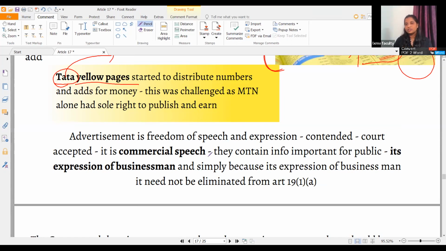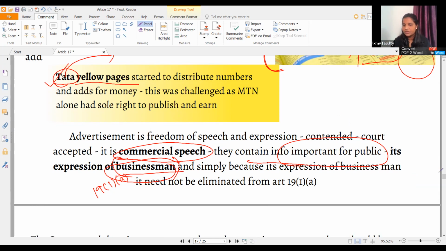What did the court say? The court said this information, what they are giving, is important to the public. So it is commercial speech. Just because a businessman is expressing his idea, he cannot be removed from Article 19(1)(a). He is a citizen, right? So his expression in any form, maybe in advertisement, is also protected. So this private person, license was not taken into account, and he has the complete right to disseminate such information.